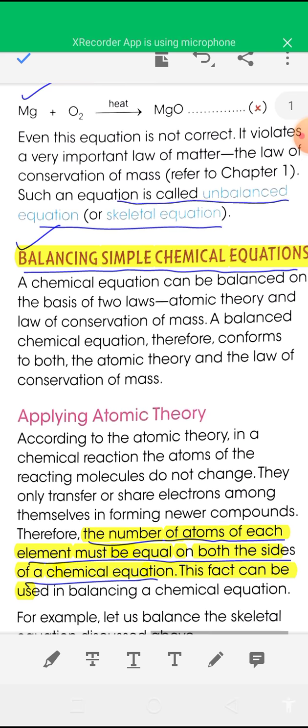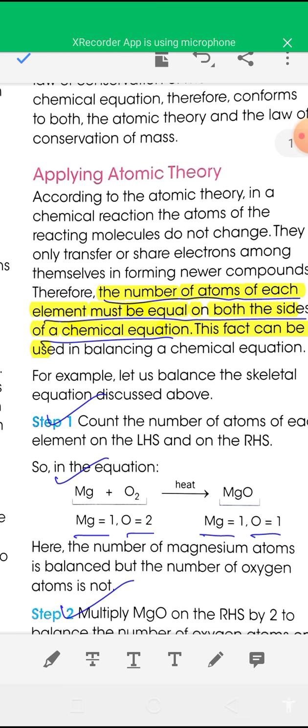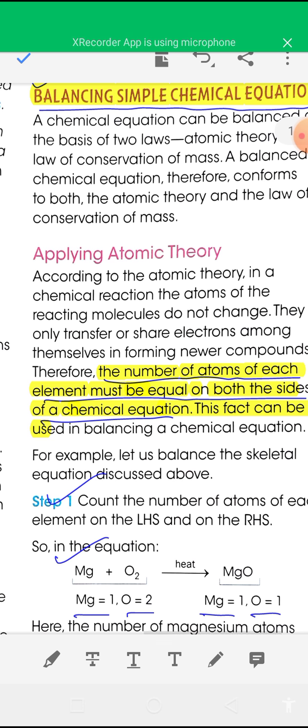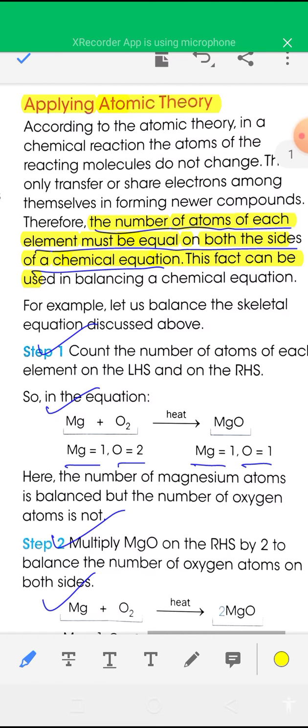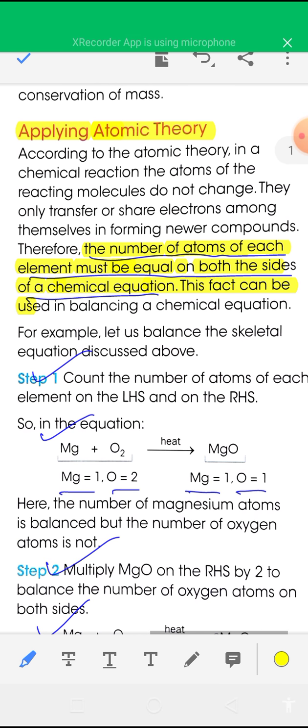Now I'll tell you how to balance a chemical equation. You can balance a chemical equation using two laws. One is atomic theory: by applying atomic theory, you can balance a chemical equation. Another method is by applying the law of conservation of mass. So the first one is atomic theory.